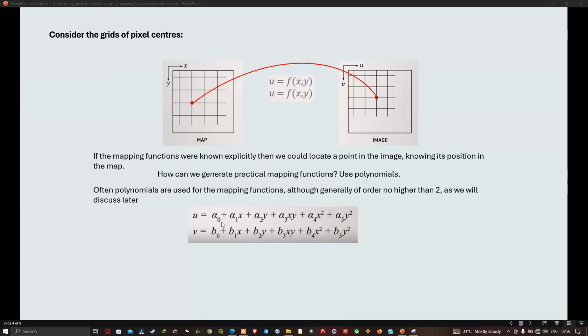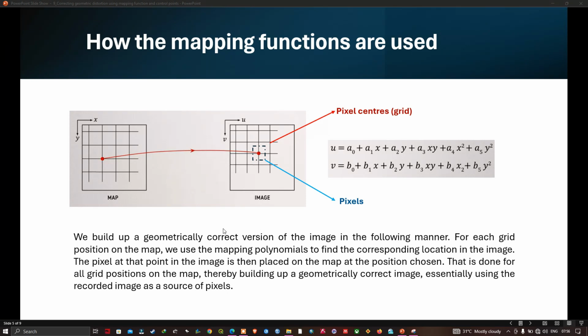If we assume that we have used the control points and identified the unknown coefficients, then we use the two mapping polynomials in the following manner. We move over the map grid point by point, that is grid intersection by grid intersection, and for each point use the mapping polynomials to find the corresponding points in the image.